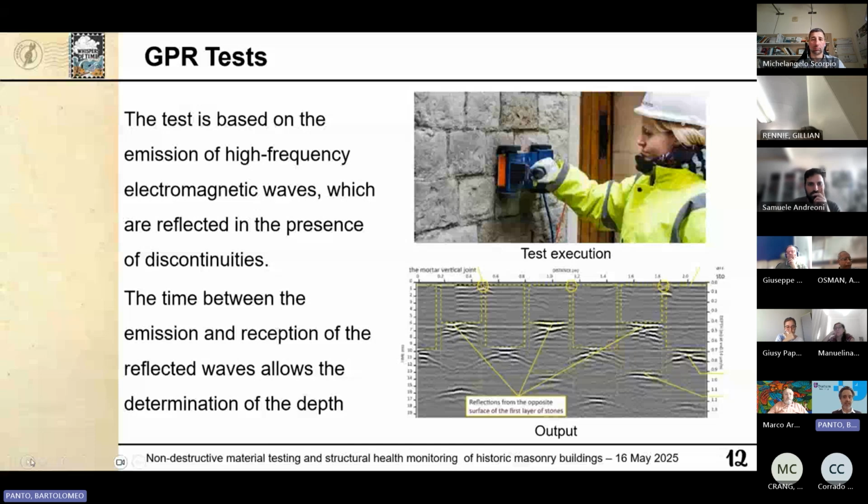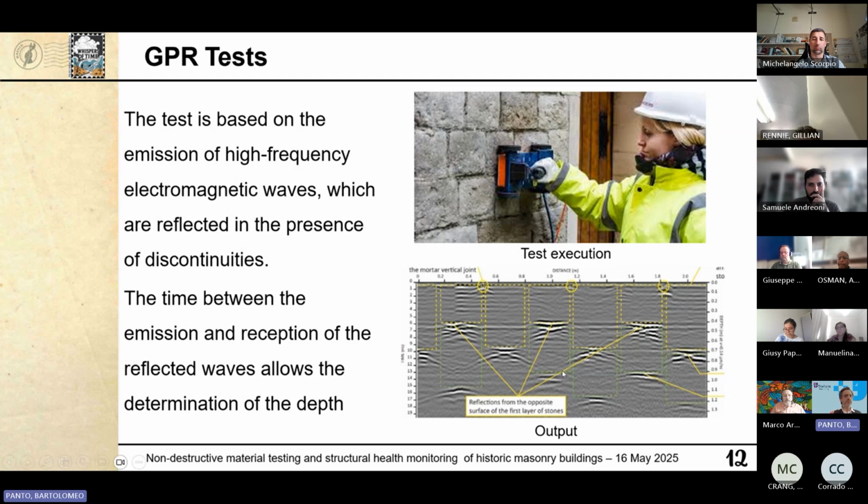And here we can see at the top of the slide the execution of the test, which is quite simple. Generally, these tools have a heavy part that you can put on the ground, and one light part, which is the antenna, that you can move horizontally and vertically throughout your wall. And this is the output at the bottom. And these irregularities are basically the points where the wave is reflected.